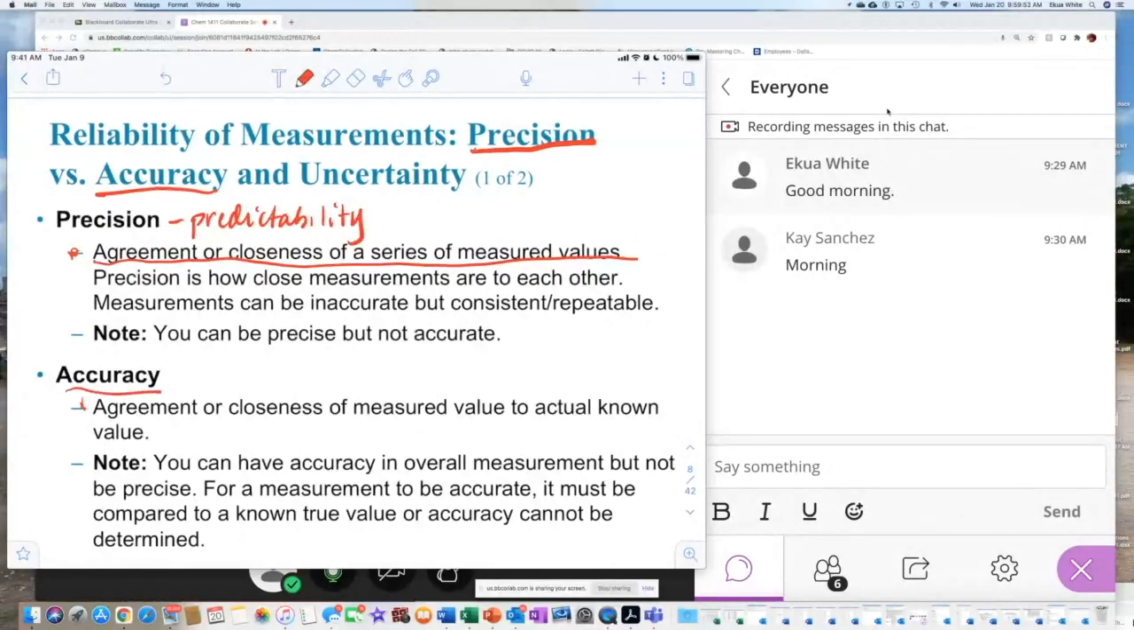In accuracy, we're judging whether you're correct or not. So we don't really care if you can do it over and over again. Are you correct in what you're trying to do? So how can we tell if what you're doing is correct, right?